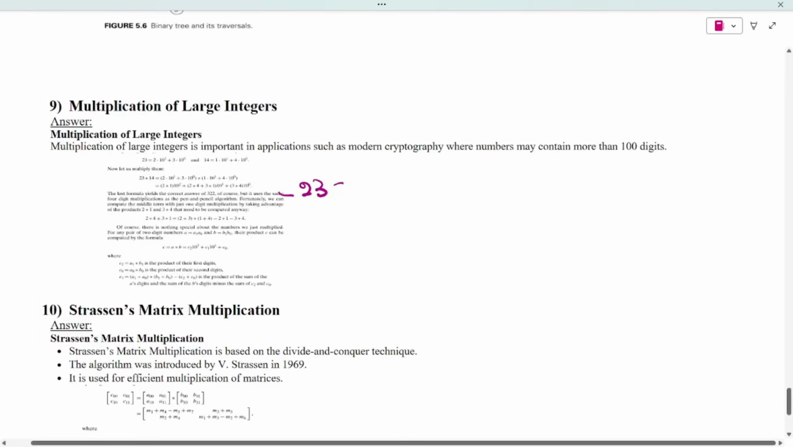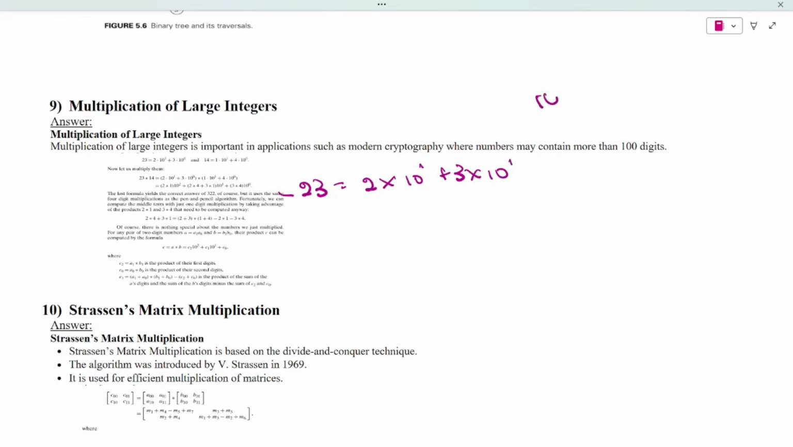If you take 23 as an example, you can write it as 2 into 10 power 1 plus 3 into 10 power 1. Because 10 power 1 is what? 10 only. That is 2 into 10. Sorry, you write 2 into 10 power 1 and 3 into 10 power 0. 10 power 0 is what? 1. 20 plus 3 becomes 23. That is how you are saying here, and you can see this formula C2, C0 and C1 has been given.